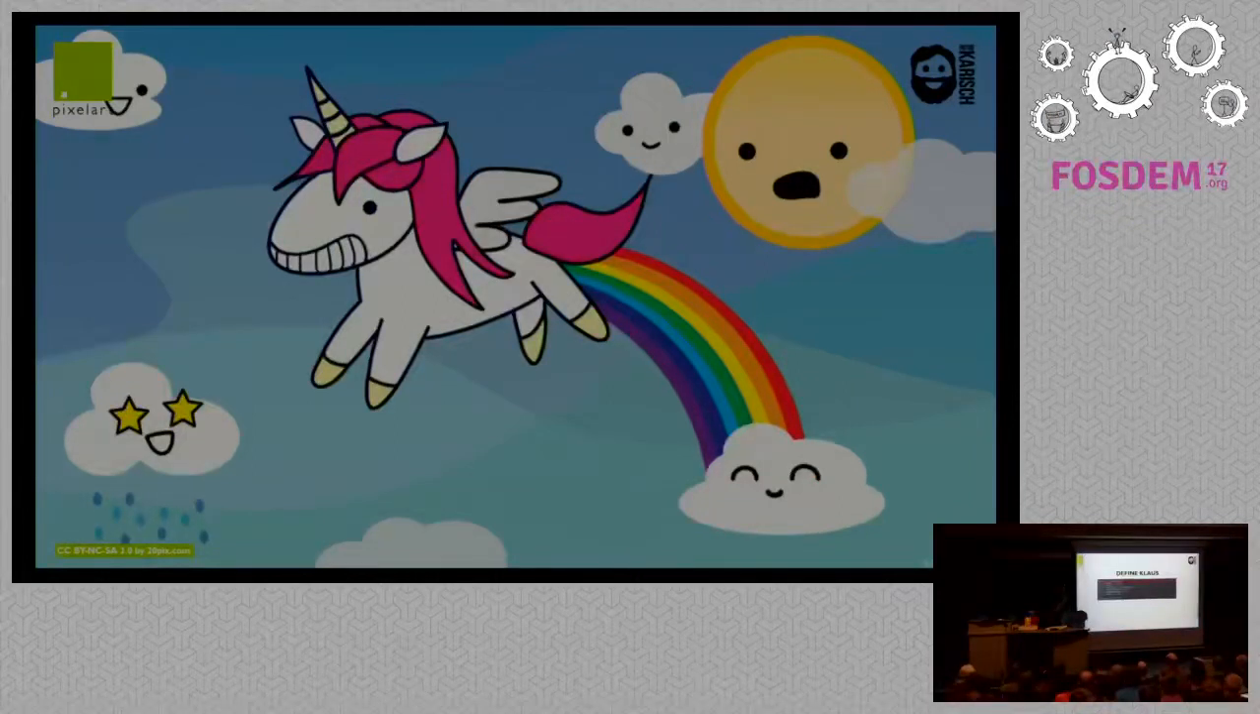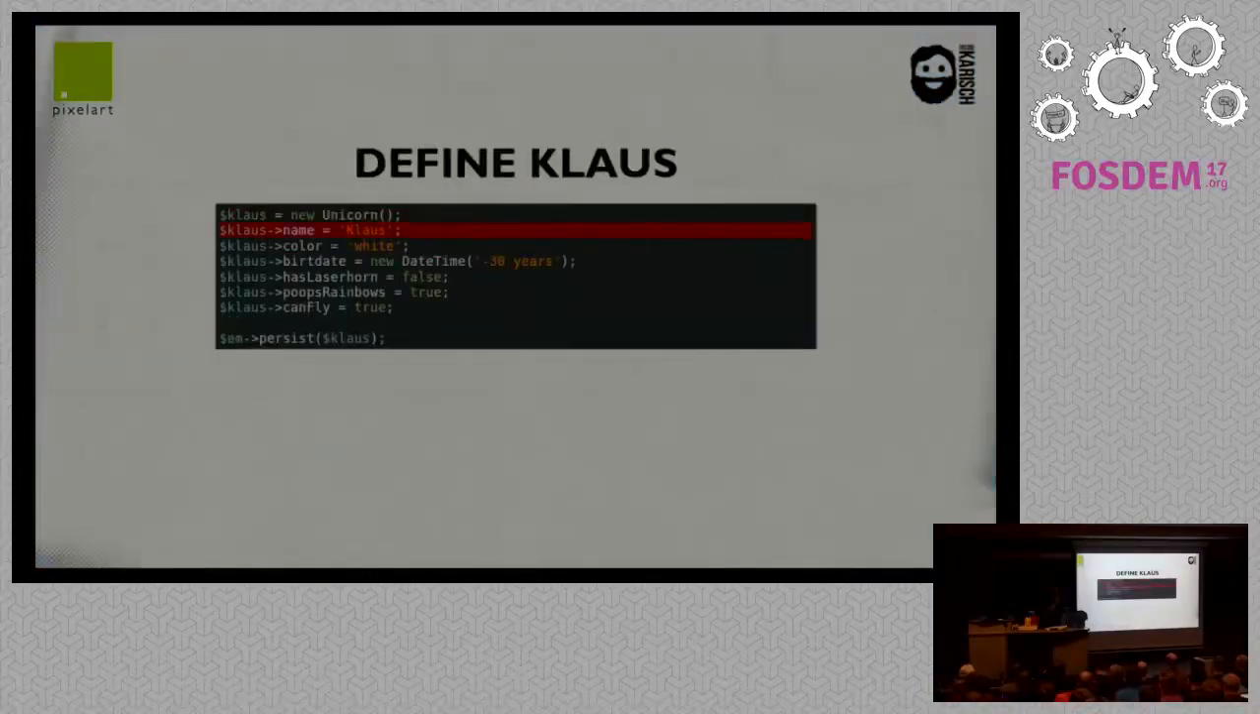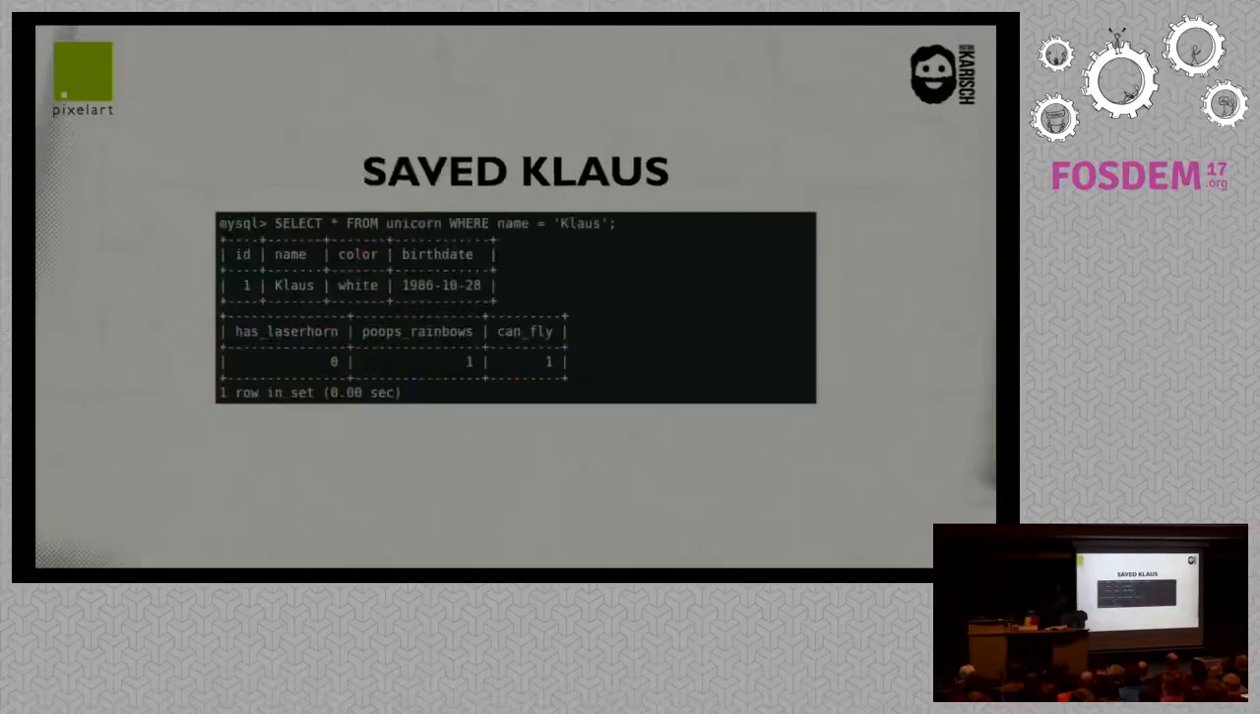So, we define Klaus, we create a new unicorn instance, name it Klaus, it's white, it's 30 years old. Please congratulate Klaus, it's his birthday today. And yeah, no laser horn, it poops rainbows and can fly. So now we save it to the database. In this case, I use Doctrine to persist it, and that's all. And this is Klaus, saved to the database, a simple select on MySQL. So that's the basics of an ORM.